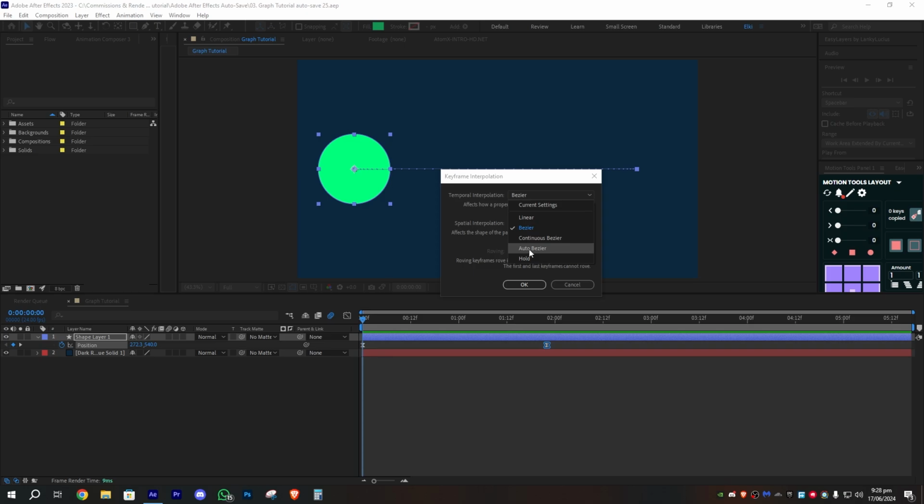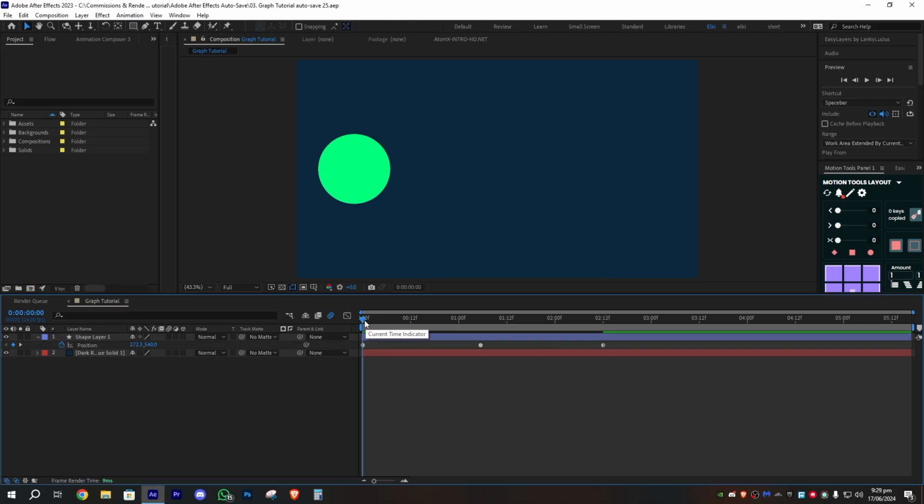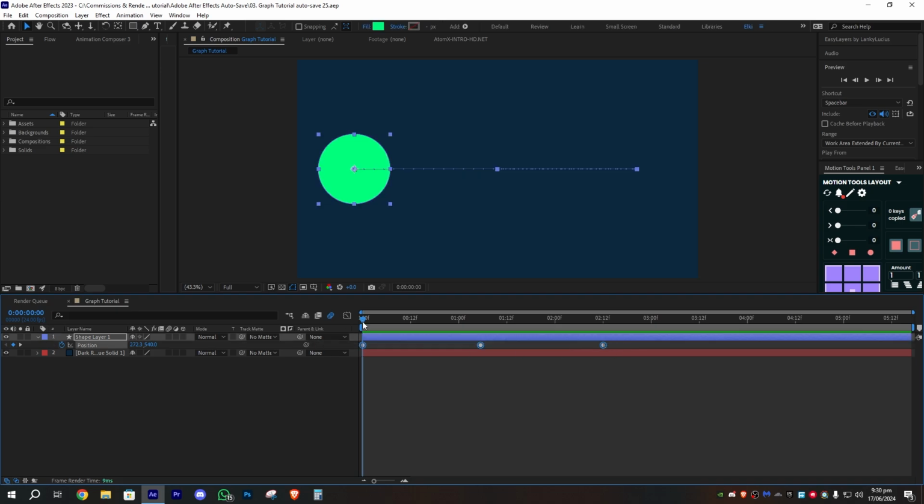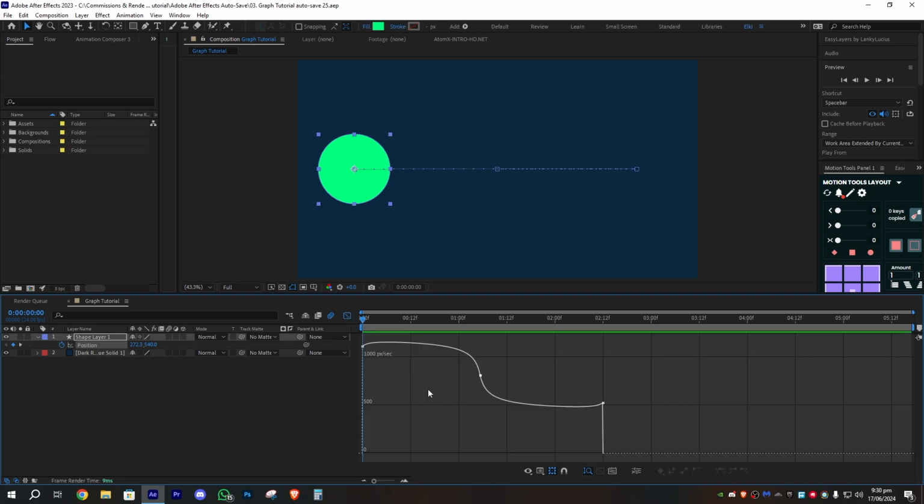Okay, I just realized something. In order for the auto Bezier to work, you will need 3 keyframes on your timeline, otherwise it's not going to work. It will show that you have selected the auto Bezier keyframes, but once you go into the graph editor, it's going to be a linear keyframe there. So you have to make sure that you have 3 keyframes on your timeline. What this keyframe type does is create an automatic Bezier on the go.